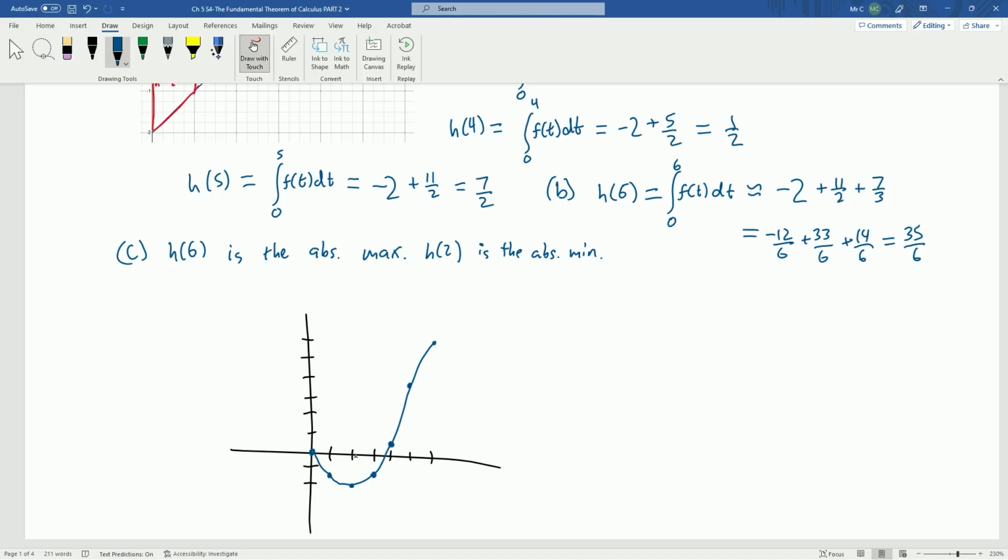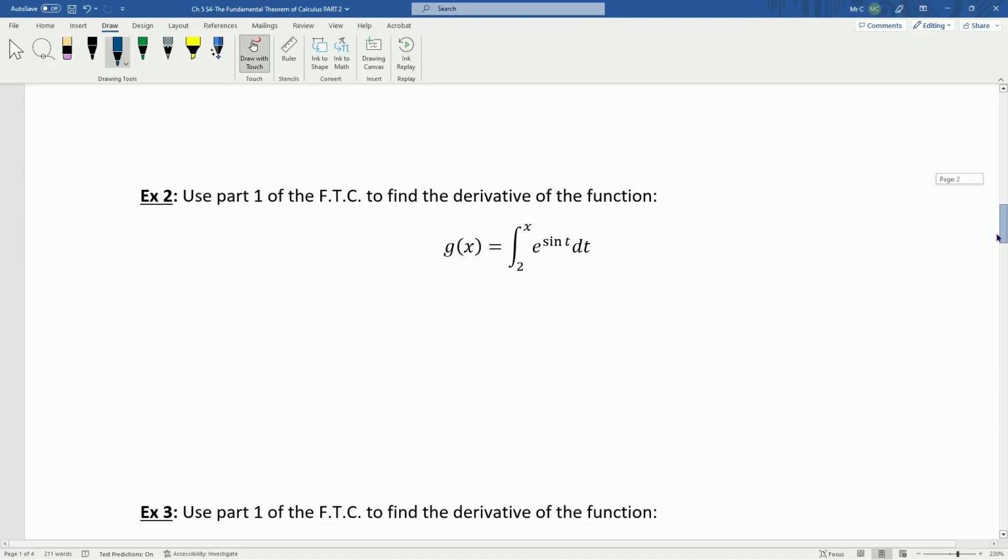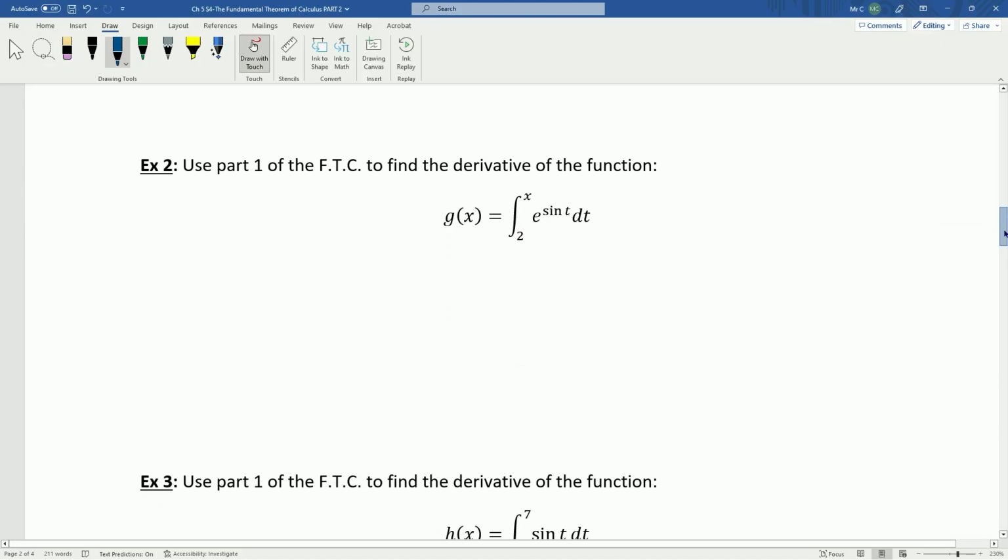Well, that's it for this one. Let's go ahead and move on to another problem. So now we're going to start using part 1 of the fundamental theorem of calculus to find the derivative of these accumulation functions.